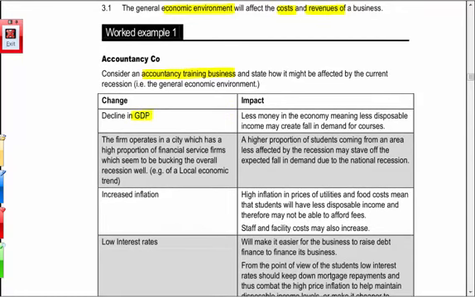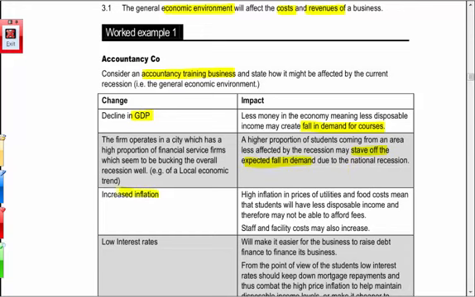So recession then leading to a decline in GDP, gross domestic product, means that there's less money in the economy and therefore less discretionary expenditure, which would result in a fall in the demand for courses, because accountancy training is not a necessity. If the firm operates then in a city which has got lots of financial services firms and is bucking the change overall, it might be that this is going to reduce the fall in demand that is expected.